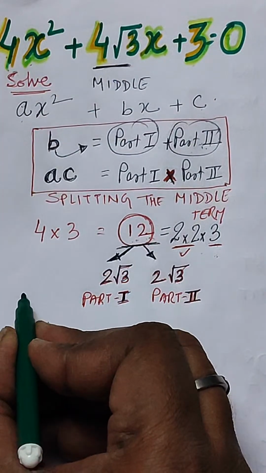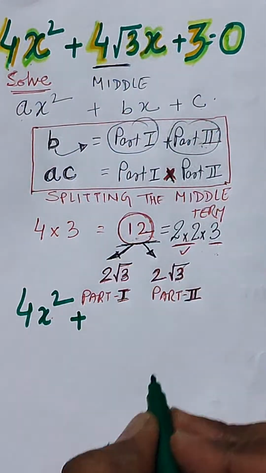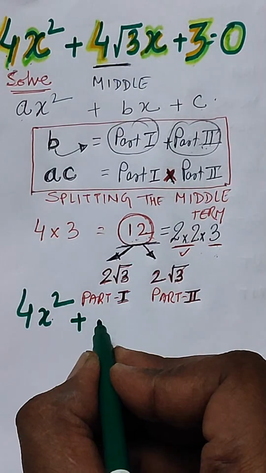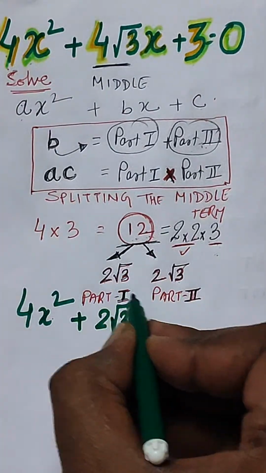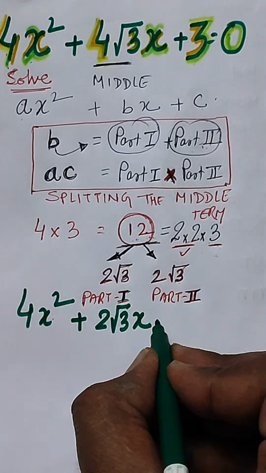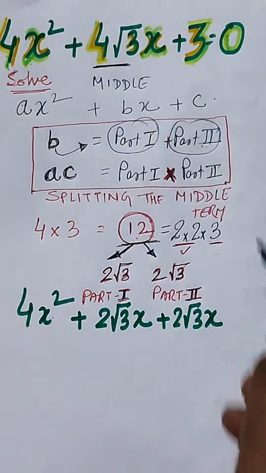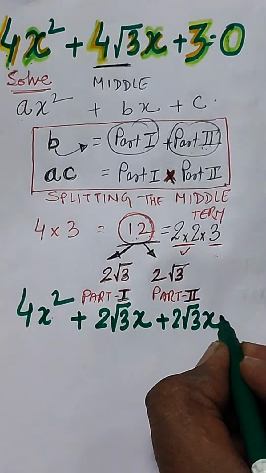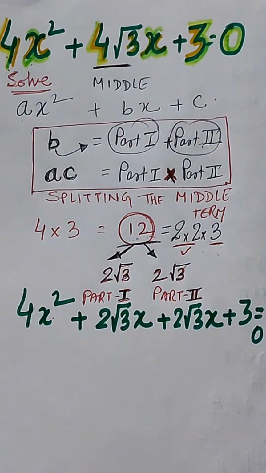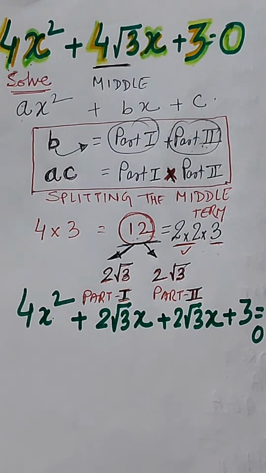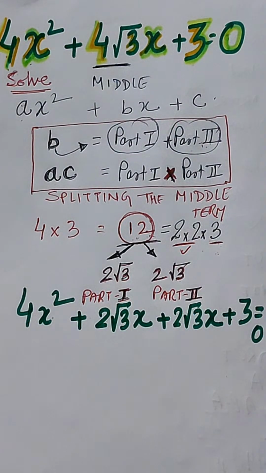The question is 4x square plus 4 root 3x. So if you split it, then part 1 will be like this, 2 root 3x, and part 2 is again 2 root 3x, because the coefficient of x is broken. This 4 root 3 is broken, right? And in the last we have 3 equal to 0, right? Now from here you just remember all the formulas, perfectly fine, Shreyans. You are going in the right direction, perfectly fine.